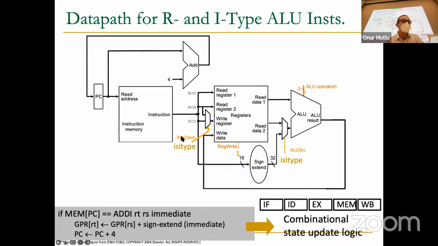We're going to name these as RegDest, for example, and ALUSrc later on. Basically, these control signals will be defined. We're going to generate the control logic based on which instructions are executing. So these control signals are set based on the instructions that are executing.